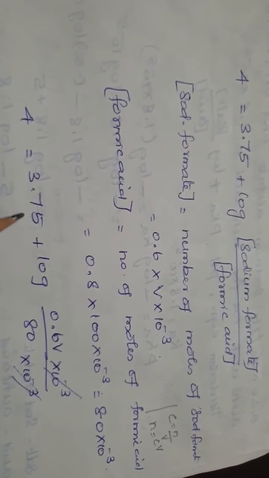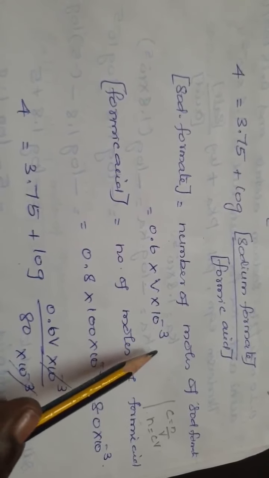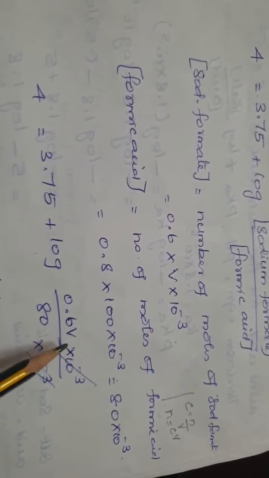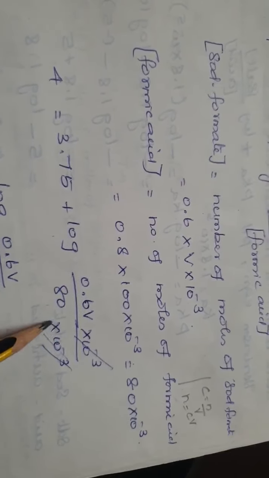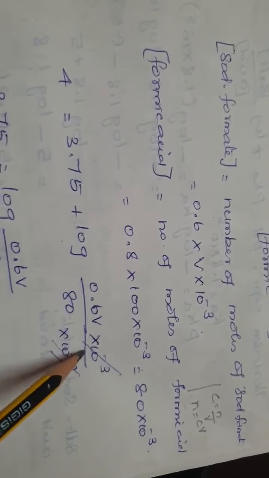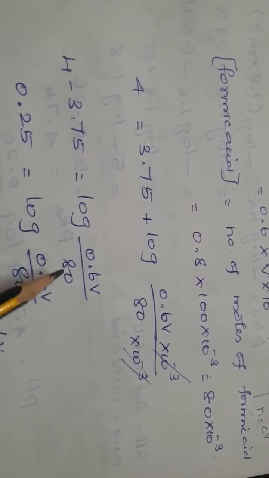Then substitute all these values here. 4 is equal to 3.75 plus log of number of moles of sodium formate, 0.6 V into 10 power minus 3, divided by formic acid, 80 into 10 power minus 3. So 10 power minus 3 and 10 power minus 3 cancel. So log of 6V divided by 80.